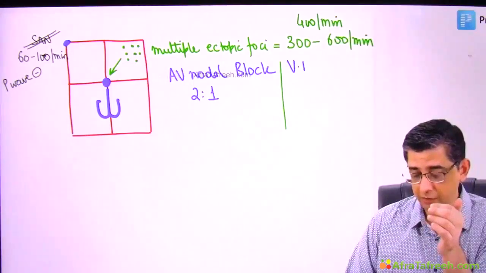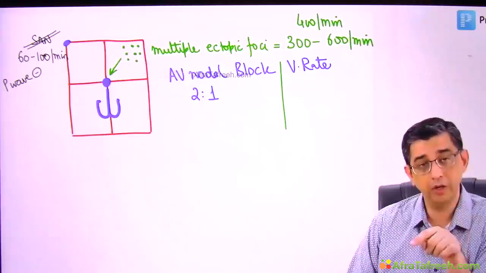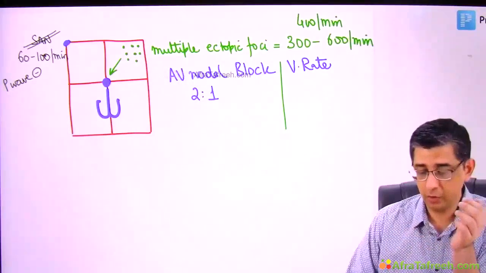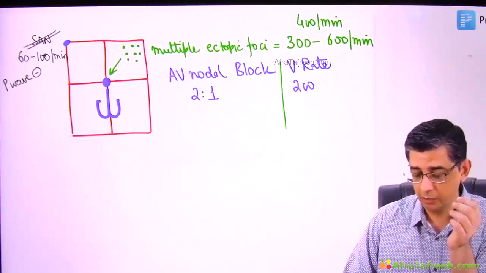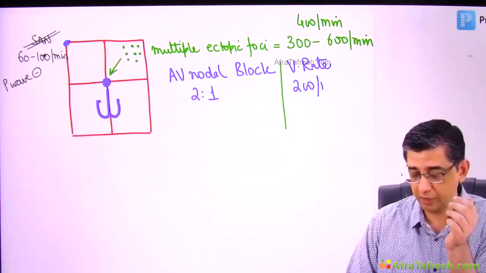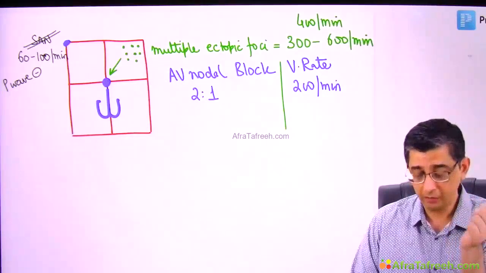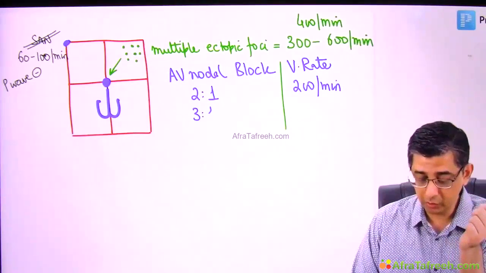As a result, the ventricular rate of the patient will not be 400. I'm just dividing 400 by 2 to say that the ventricular rate of the patient is at the moment 200 per minute, which is obviously definitely fast. So the vagus nerve will try harder, and therefore now I'm changing the AV nodal block to 3:1.